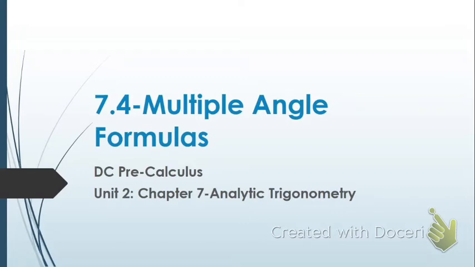7.4. 7.4 is the multiple angle formulas, which in a very general way, we've kind of talked about already. If I'm adding two angles together, that's multiple angles, right? What about if I take a single angle and I double it? That's the first thing that we're going to be touching on with our multiple angle formulas. So far, so good? Cool.